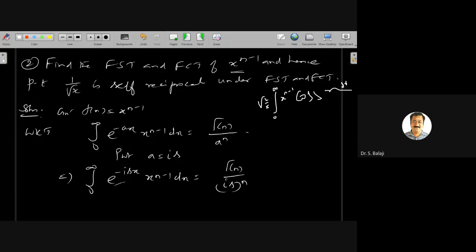It is a product of two functions here, x power n minus 1 and cos sx. If you use integration by parts or Bernoulli's formula here, this is u, this is v, because of x power n minus 1, you have to proceed for n minus 1 derivatives, u dash, u double dash, up to n minus 1 derivatives. Then only you can get a constant.